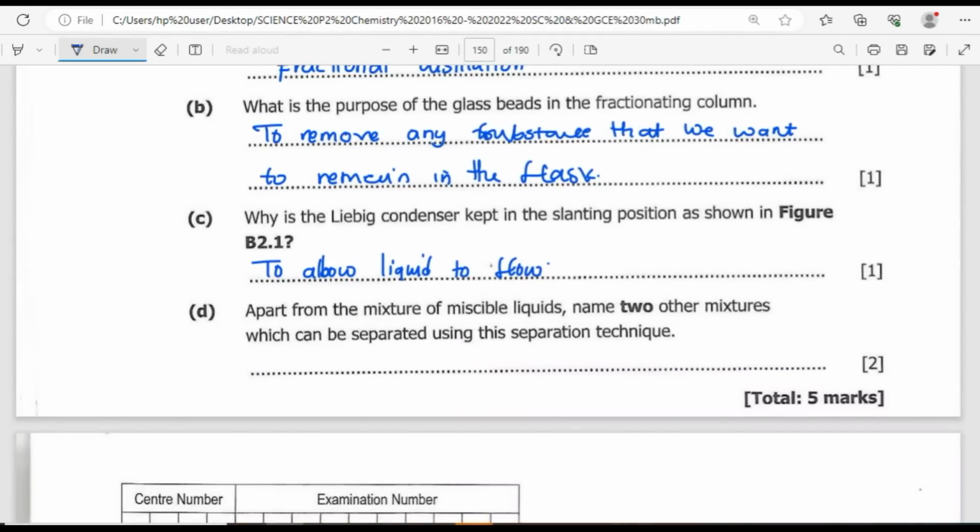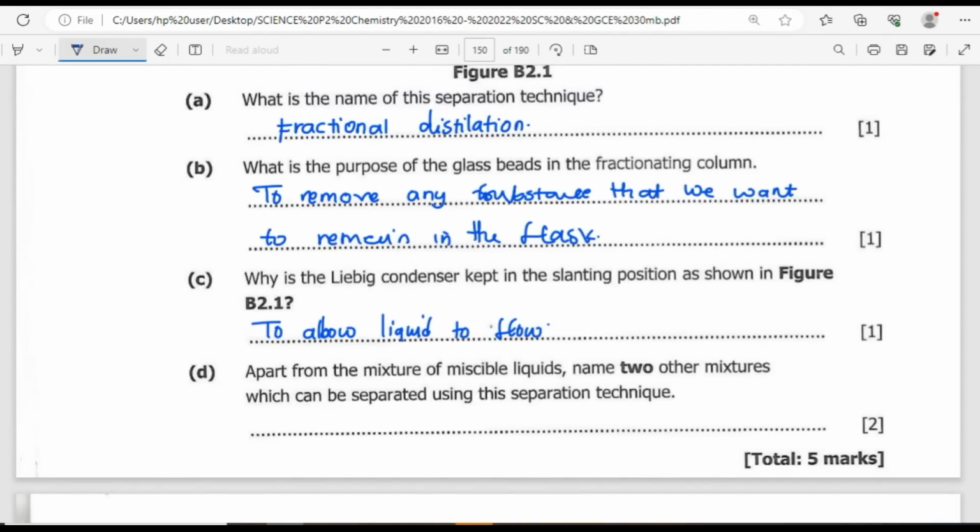Apart from the mixture of miscible liquids, name two other mixtures which can be separated using this separation technique. So like here we have crude oil. Crude oil can be used to separate this. Then also liquid gases, like if they are separating oxygen from carbon dioxide, this is what they use.